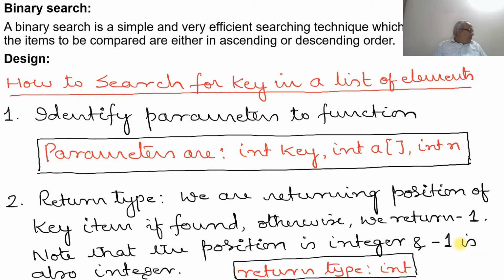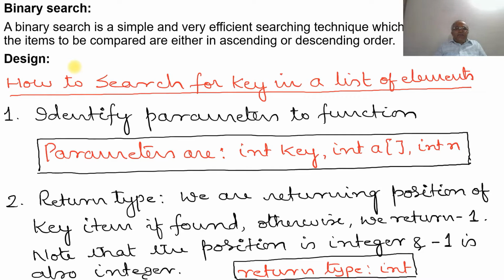So in this video, we are going to discuss binary search. Binary search is a simple and very efficient searching technique which can be applied if the items to be compared are either in ascending or descending order. So the design part of it: how can we design this binary search, and what are the steps involved?